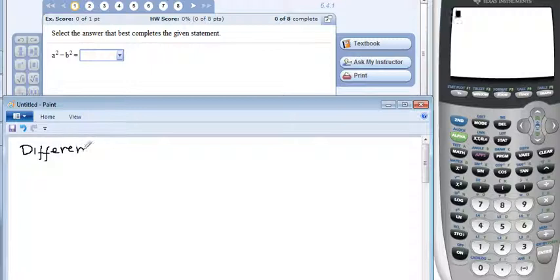You can always recognize them because they all have two terms. They can only have two terms. Like the GCFs can have as many terms as possible, from 2 to whatever. The trinomials have to be 3 terms, and they have to be in that ax squared plus bx plus c form. And these have to have 2 terms.